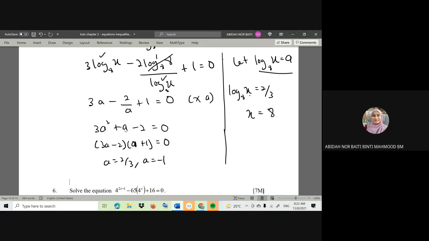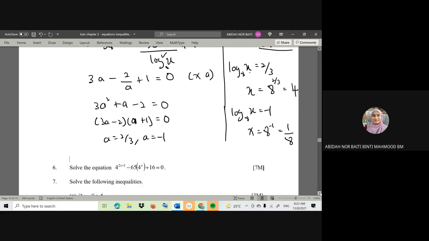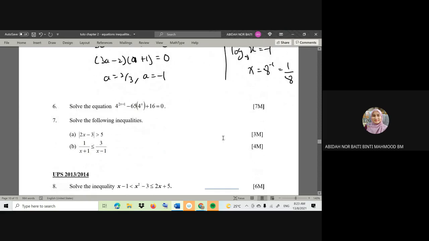So x equal 8 power 2 over 3. 8 power 2 over 3 is 4 kan? Okay, satu lagi pun samalah. Log x base 8 equal to negative 1. Okay, ganti balik A is negative 1. To find x, okay, from log form we change to index form. Therefore x equal 8 power negative 1 is 1 over 8. Any question? Untuk log with different base. Tak ada ya? Tak ada. Okay, number 6.